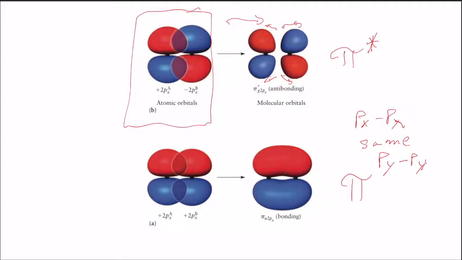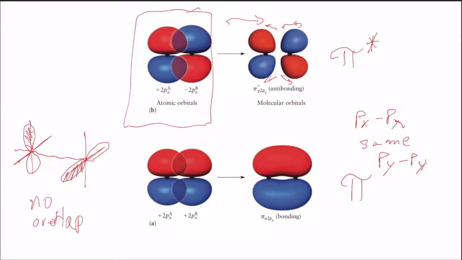And then you might say, just for fun, what happens if I have this orbital trying to bond with this orbital? Well, what we see is that there would be no overlap. And therefore, it's a non-bonding type of interaction. Not even bonding or anti-bonding, there's just nothing.